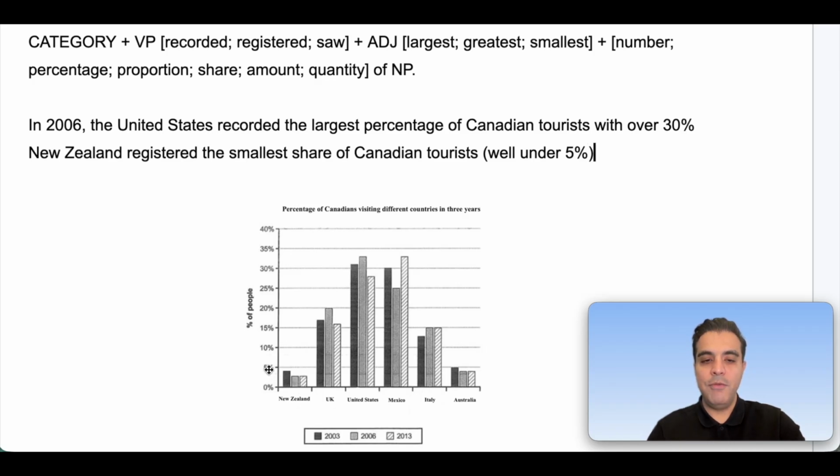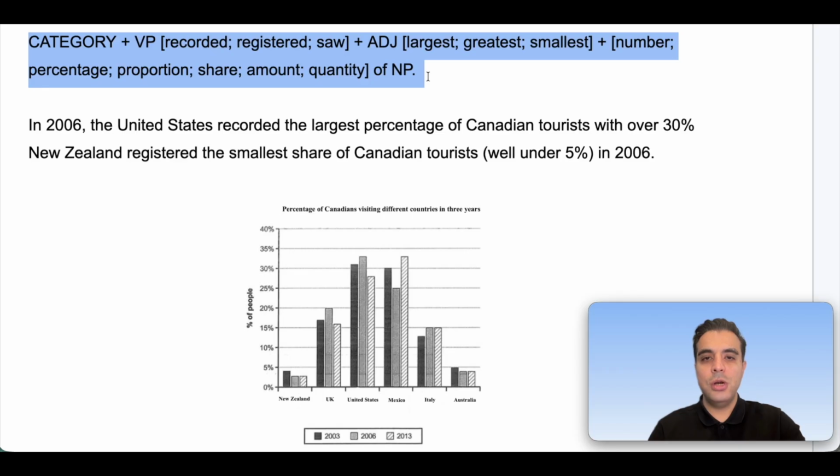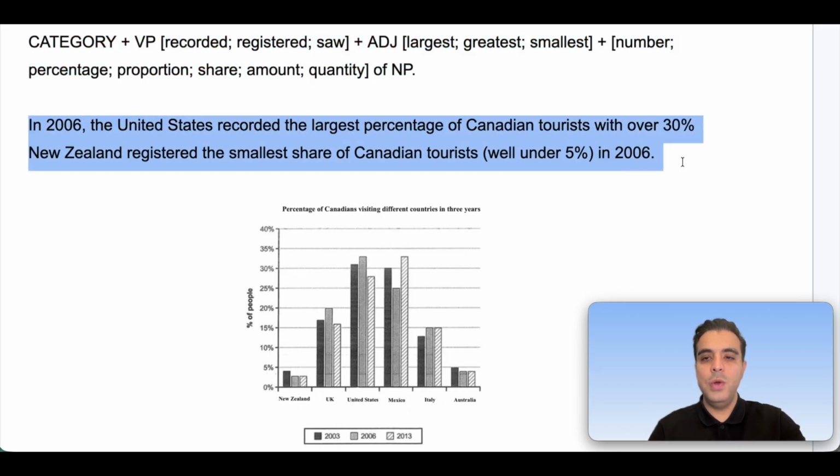See, this is the 5% mark. This is well under it. So I'm just going to add with well under 5%. And I can add the year at the end, in 2006. So this is the first structure, and I've given you two examples of how to use this structure to describe the highest and the lowest figures when it comes to discrete data.